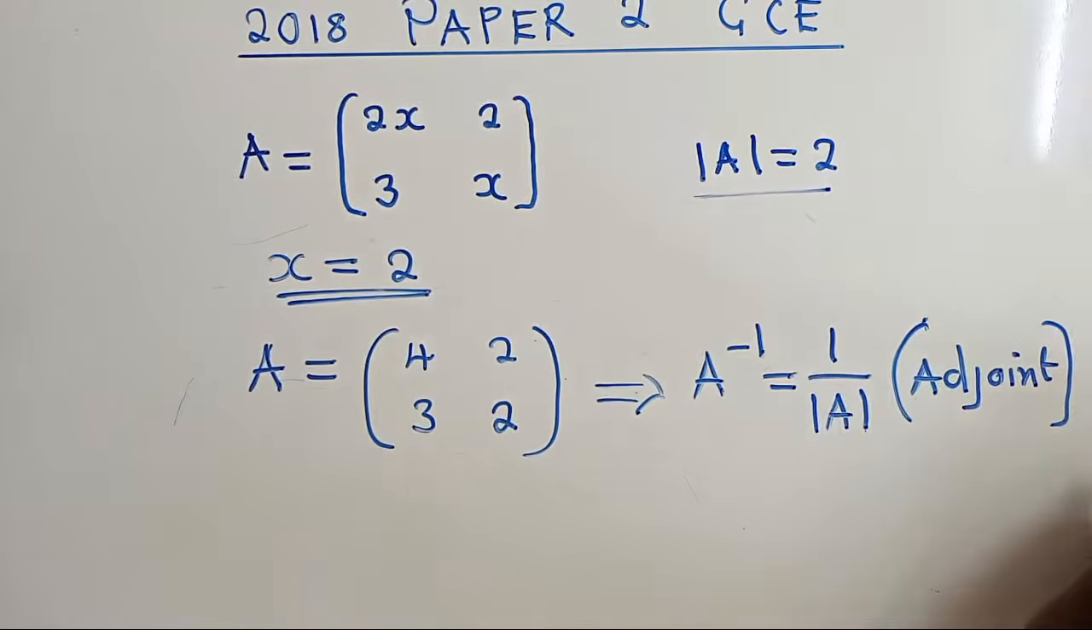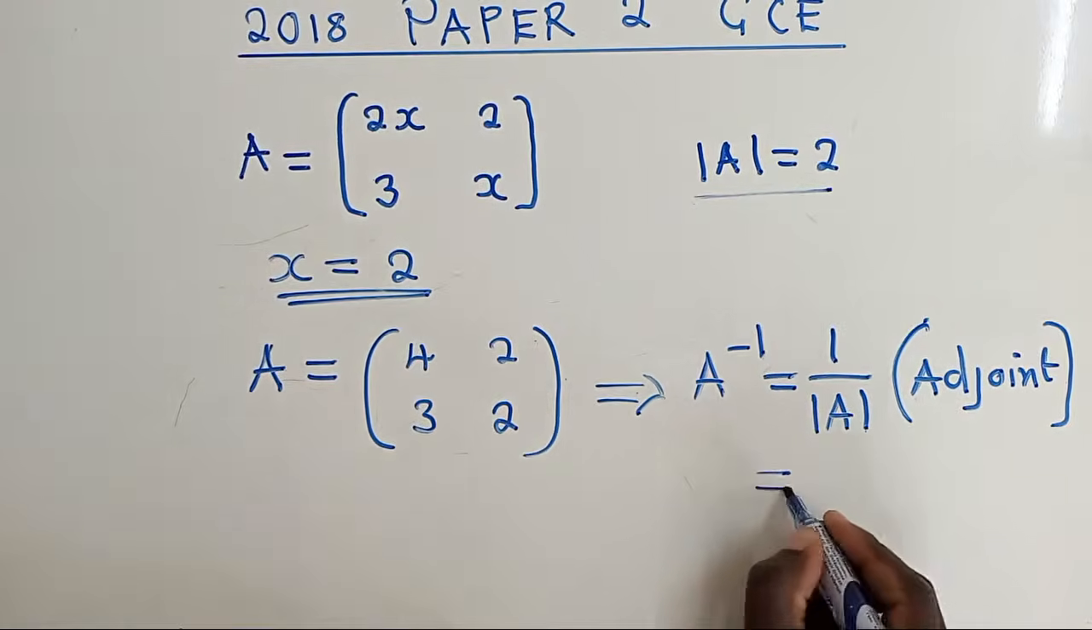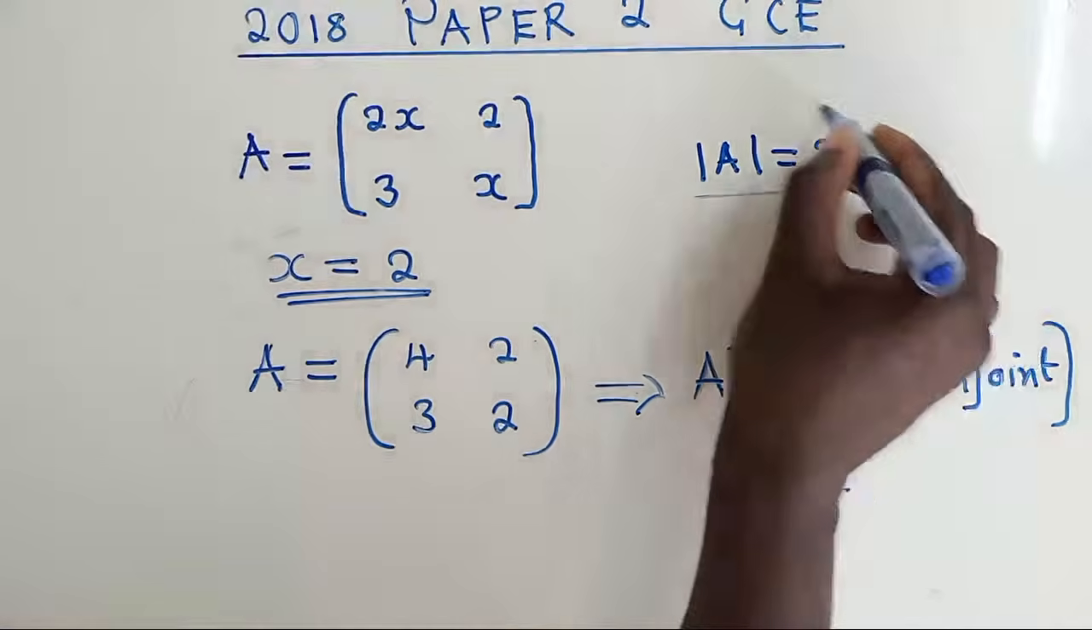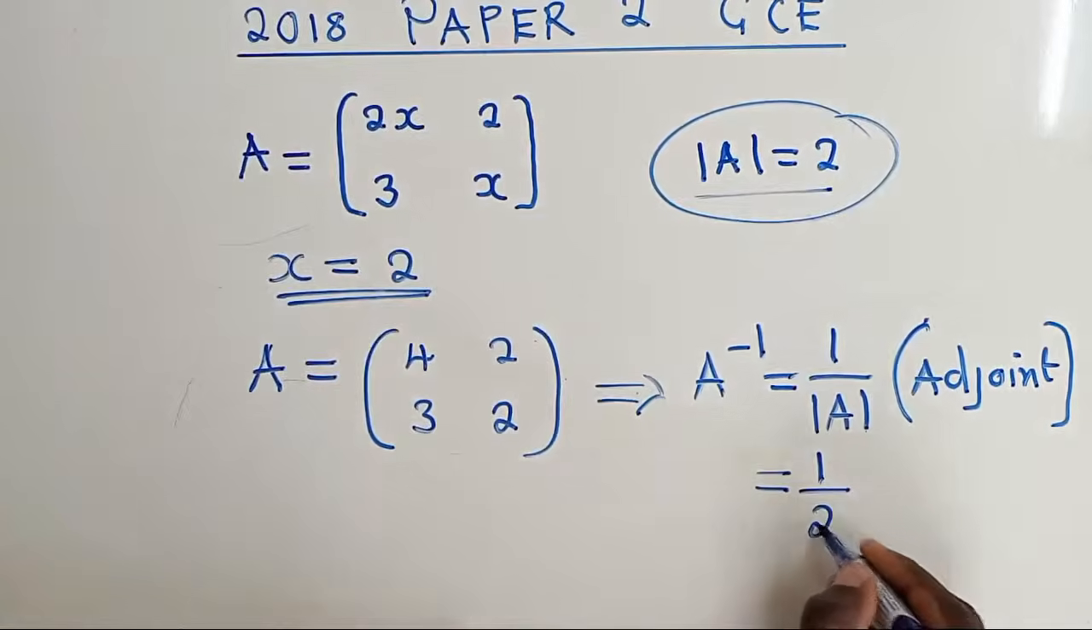So this is the formula. I guess you are familiar with what I've written. This is the formula for finding the inverse. So now we write our 1 there. What is our determinant? We are given in the question that our determinant is a 2, so write a 2.